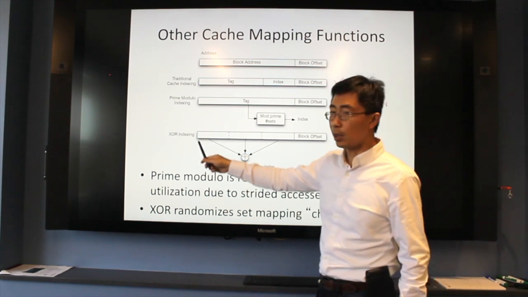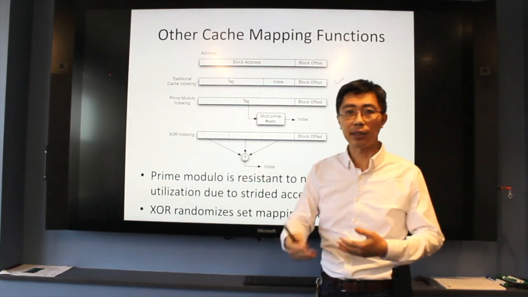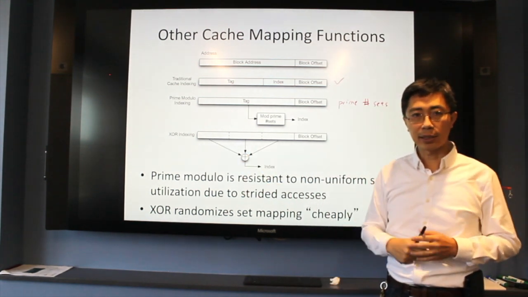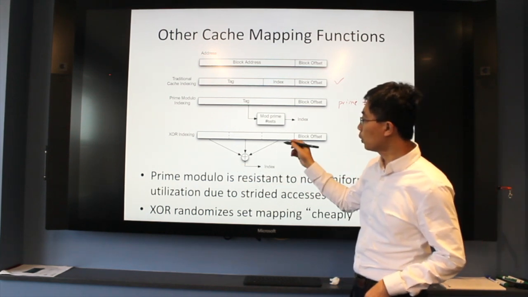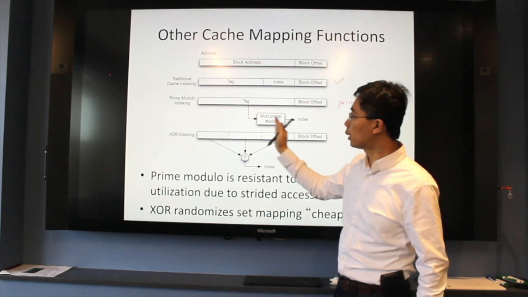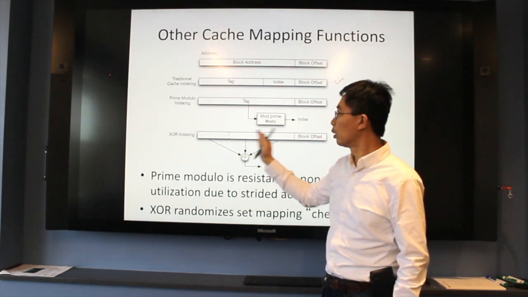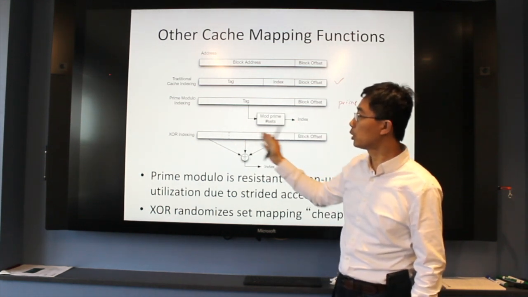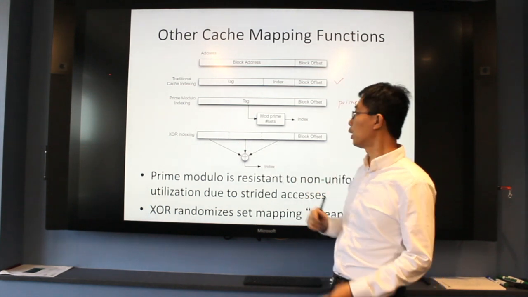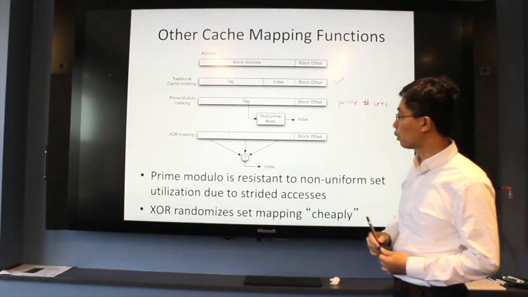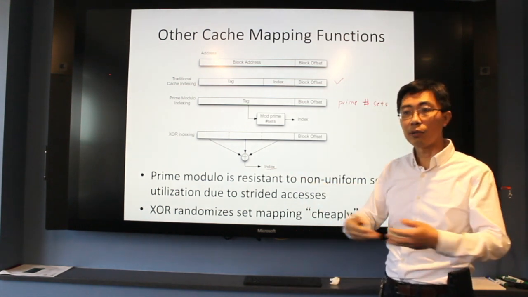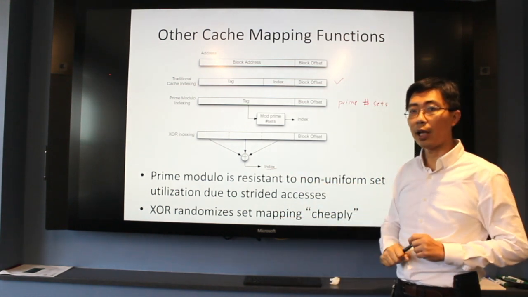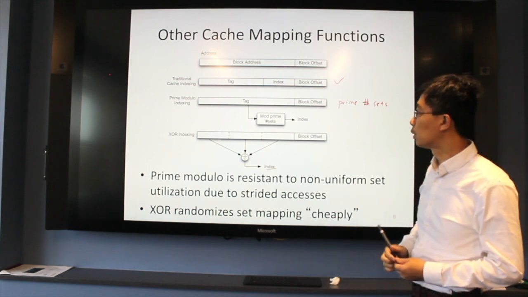But you can achieve a similar thing by randomizing how the set is selected from the address. This is one example. You partition the address into portions that you XOR together to find the index. This is another way of randomizing, or spreading around, the accesses across sets.